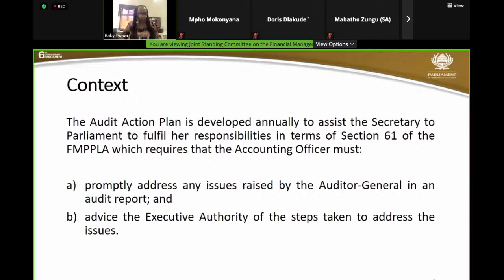All right. This is just an update. When the committee met with the Auditor General, we were asked to submit how we monitor the implementation of the outcomes of the AG. And in fact, the Act does say that the matters raised by the Auditor General in an audit report have to be addressed immediately. And then, of course, we have to advise the executive authority on the steps that we've taken.